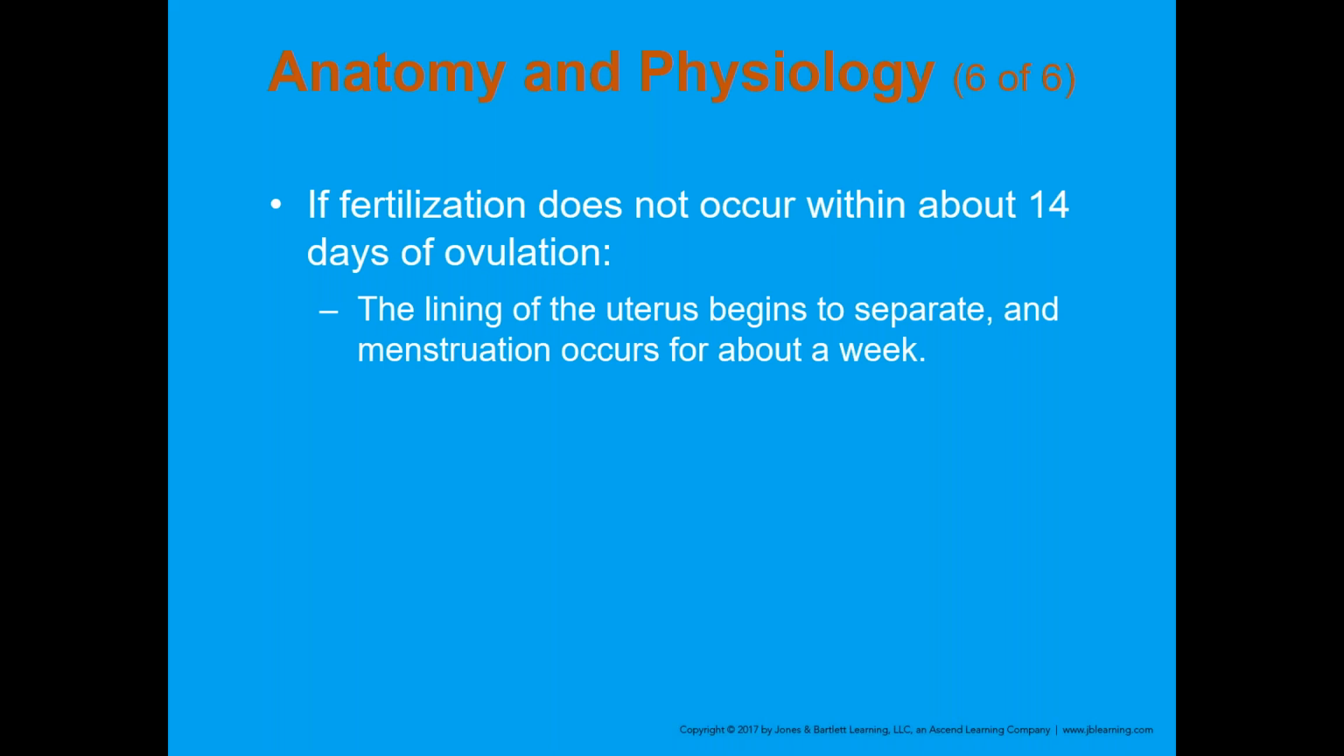There'll be some bleeding, there'll be some passage of tissue. Normally it lasts 5 to 7 days or so. And from there, the whole process starts all over again. It is 28 days, pretty much like clockwork for most women.